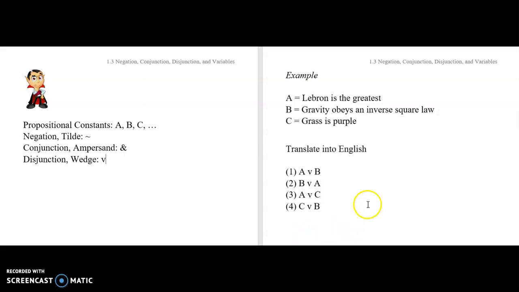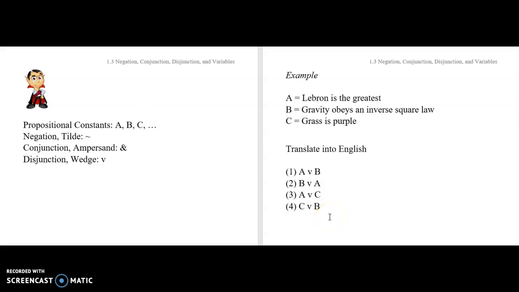Okay, so hopefully you've got a chance to do this, right? This just means either LeBron is the greatest or gravity obeys an inverse square law. Contrastively, 2 says, and of course, they're logically equivalent, as we will later find, gravity obeys an inverse square law or LeBron is the greatest, either B or A, okay? Either A or C: either LeBron is the greatest or grass is purple. Either grass is purple or gravity obeys an inverse square law, okay? And that's exactly what those sentences mean.